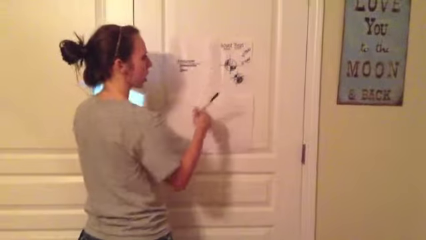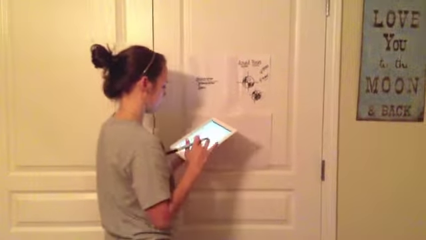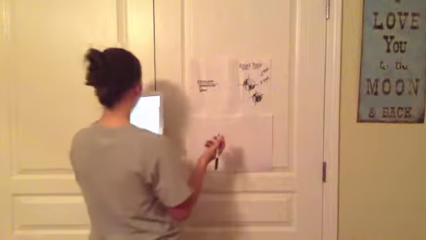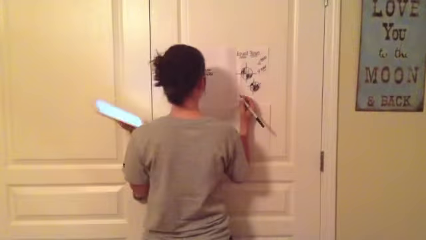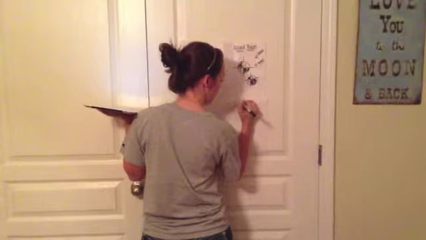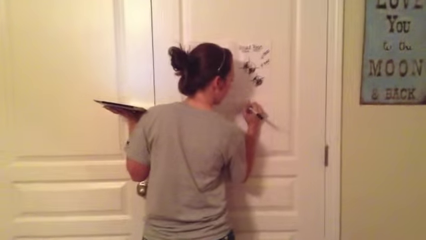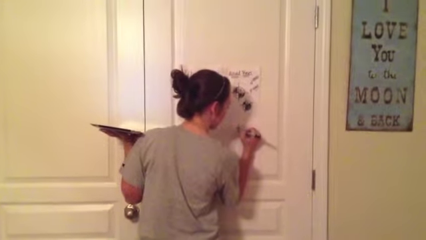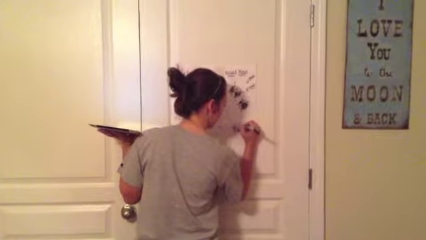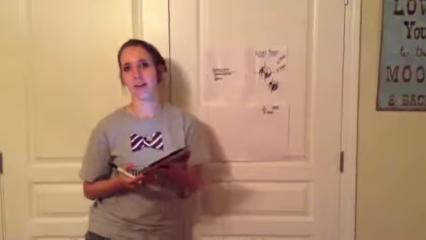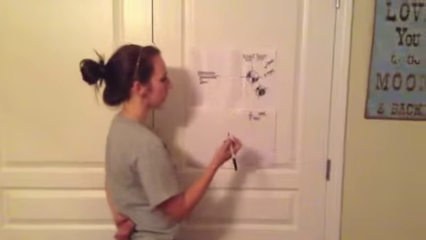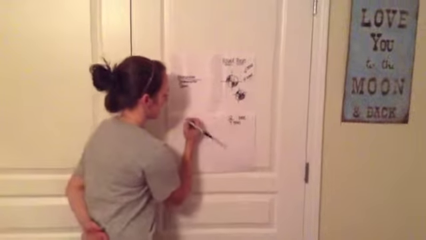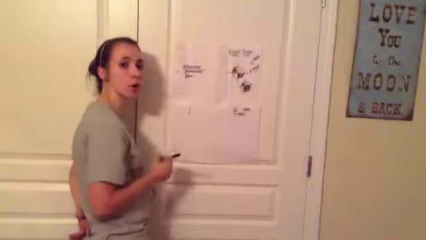So if we have 2 pieces gone and we have 4 total, how would we write that as a fraction? We would write 2, because that's how many pieces we've eaten, over 4, which is the total number of pieces that we have. Does everybody understand? Yes.